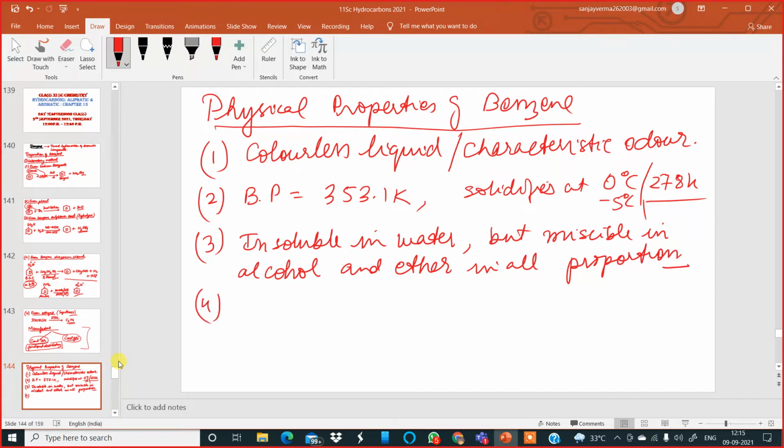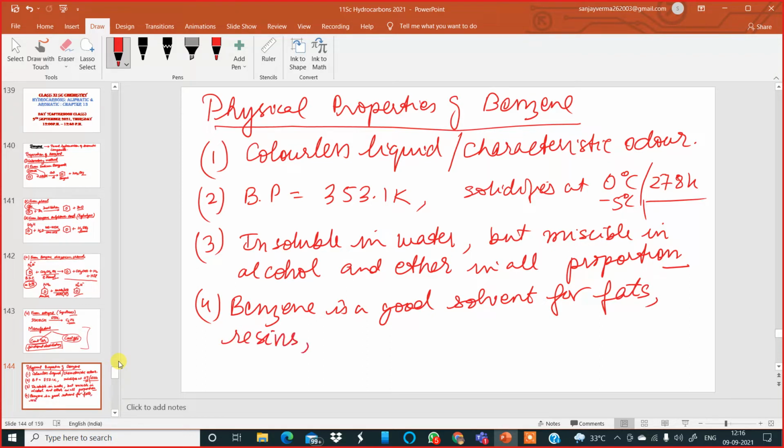Number four, benzene itself is a good solvent. It is a good solvent for fats, animal fats, resins, sulfur, iodine, and many more organic compounds which can be easily dissolved in benzene.